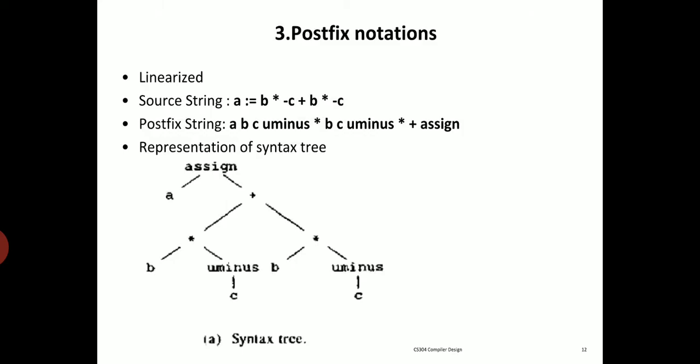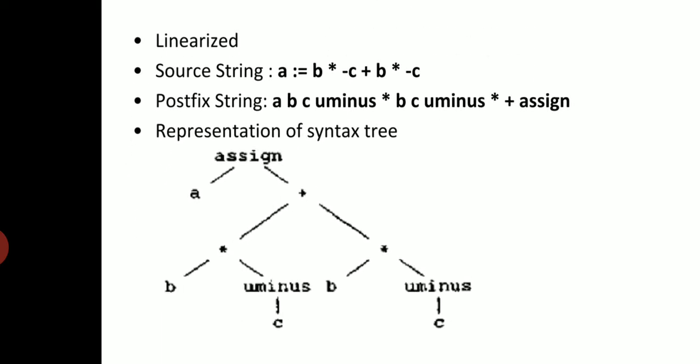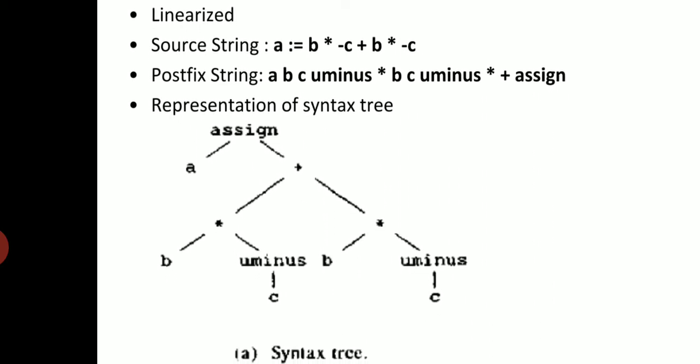That is left, right, then root. That means you come to the left portion, that is a, and then traverse the syntax tree towards the right. When we have the right, it has got so many children. So you move to the leftmost child, that is b. Then you move to the right, that is c. Then you move to the unary minus. Then you move to the root. So that subtree is completed, and that left part is over.